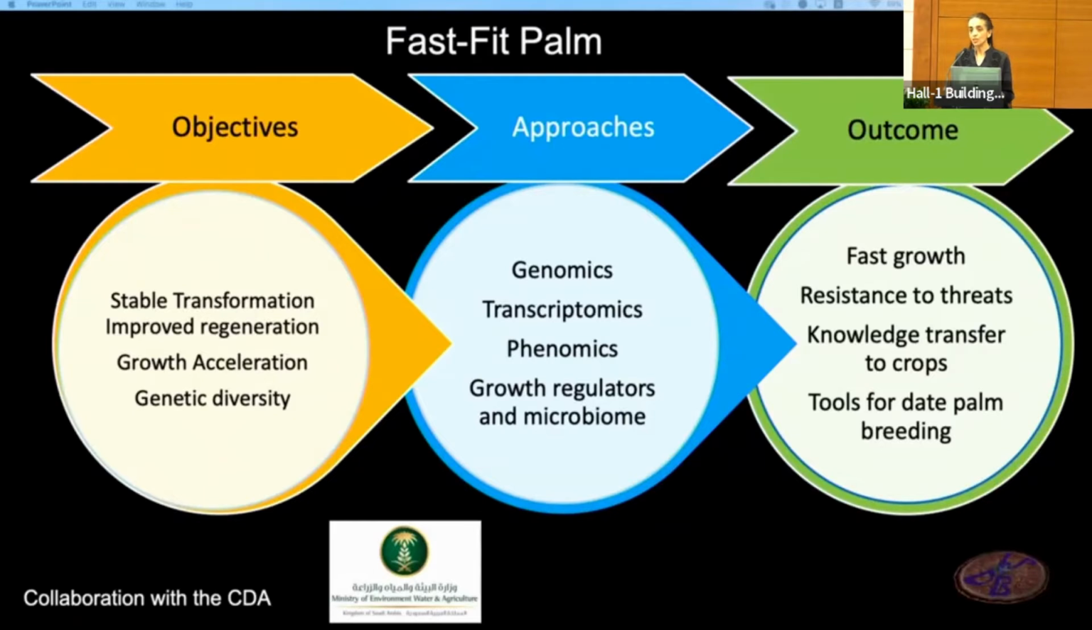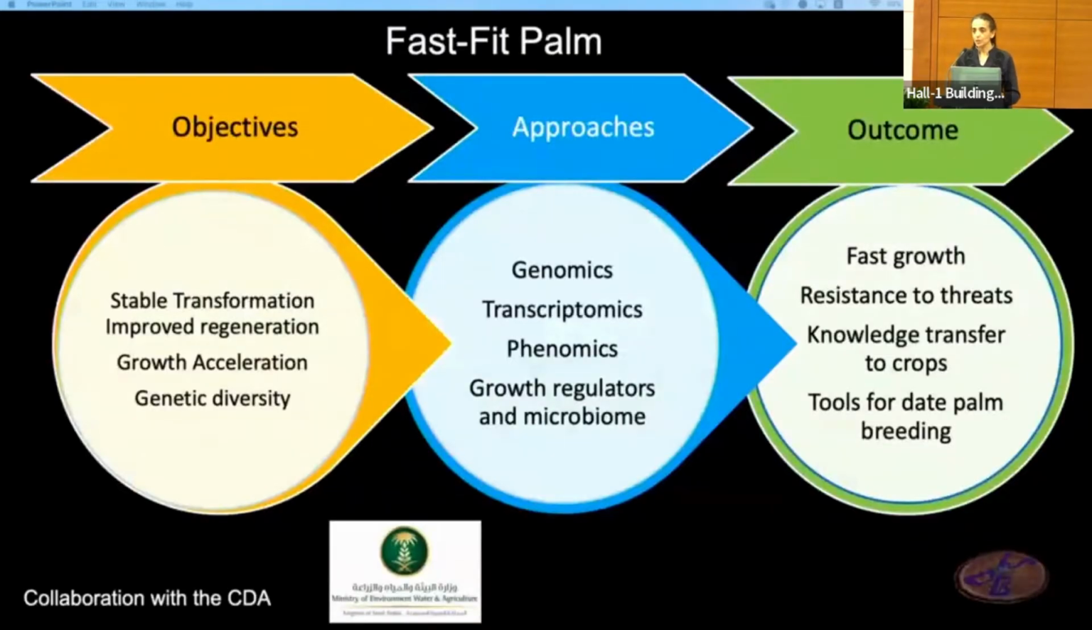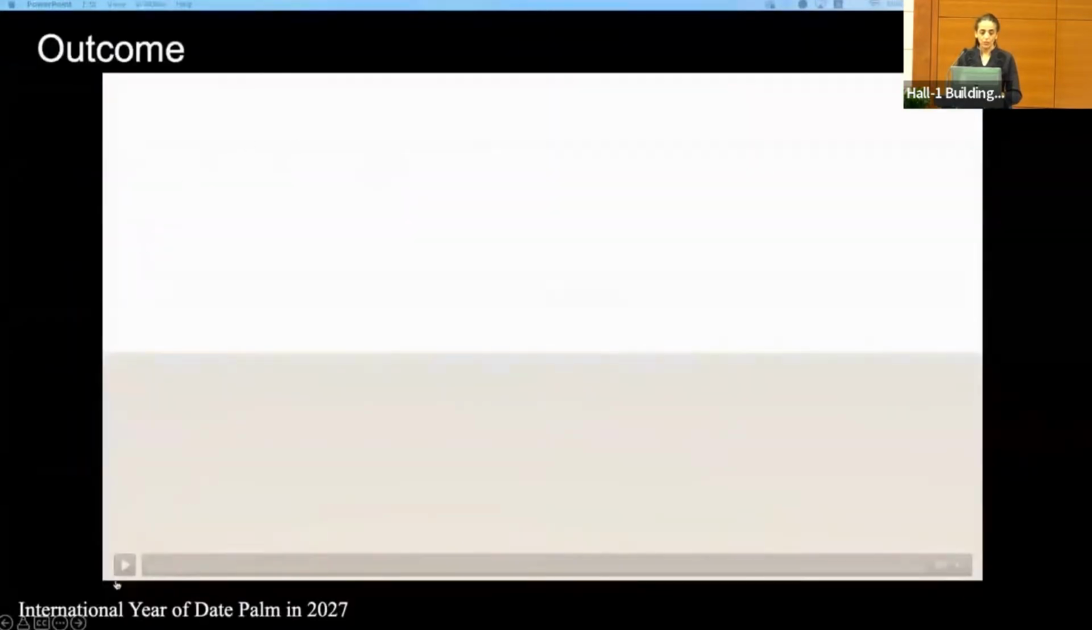The outcome would be to generate palms that are grown faster, that are resistant to threats, and from which we can take the knowledge that we would learn from the date palm and transfer it into crops. And of course, ideally, what we would like to do is to establish a date palm breeding program here at KAUST. And of course, this is in collaboration with many entities in the Kingdom, and one of our most important collaborators is the Date Palm Center of Excellence in Al-Hasa, which belongs to the Ministry of Agriculture.